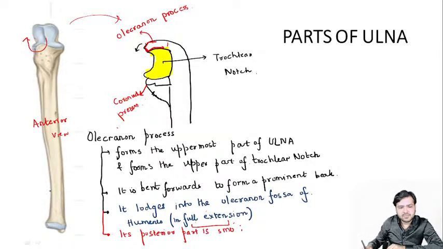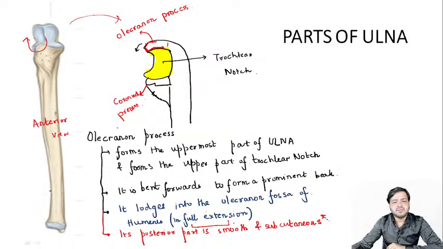Its posterior part is smooth and subcutaneous. You can feel it under the skin. Apart from that, remember that over here a muscle will be attached. Over here you will find the insertion of a muscle. Can anyone tell me which muscle would be inserted over here?